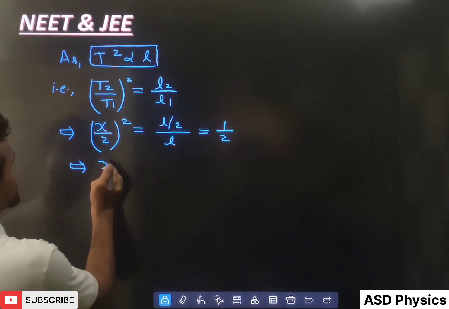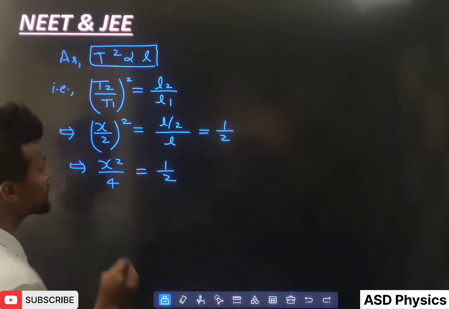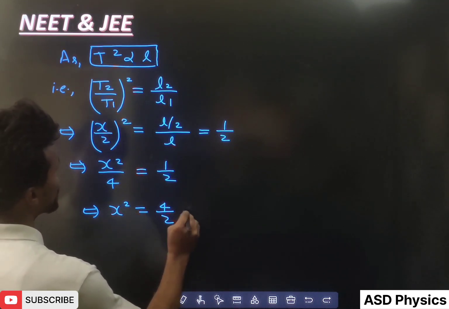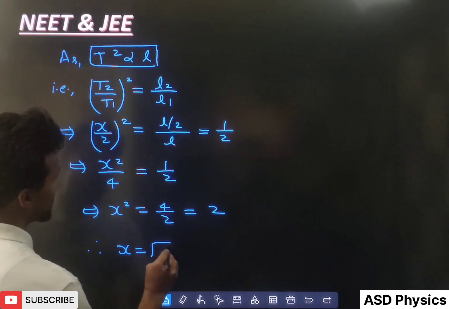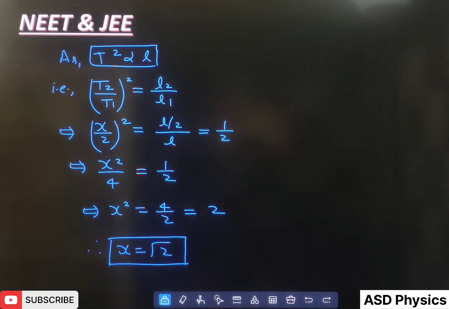So we can write x square by 4 is equal to 1 by 2. After that, x square equals 4 by 2, and it will become 2. So what is the value of x? It will come root 2. What is coming here? Root 2.